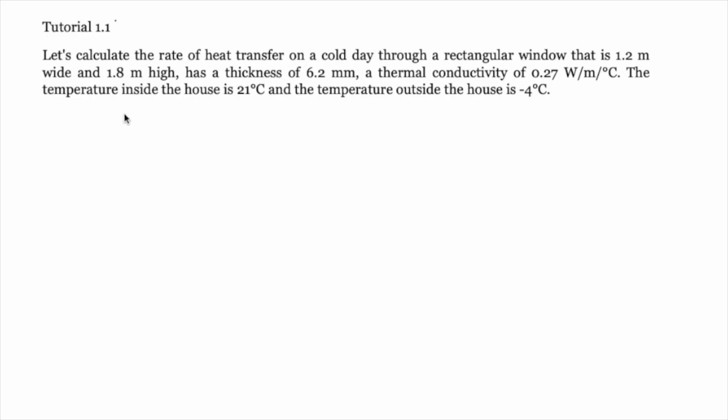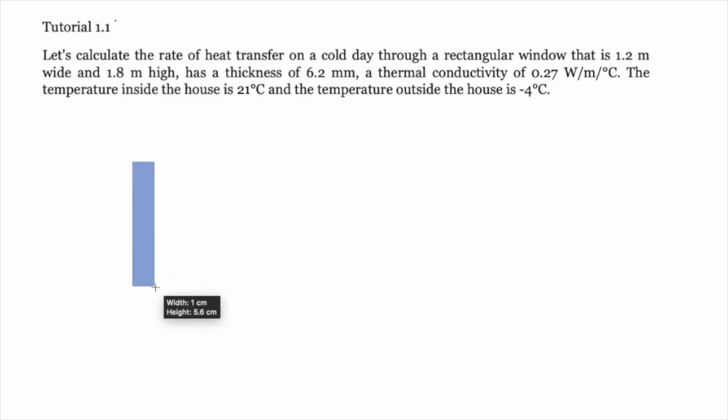Okay, now let's calculate tutorial 1.1. Rate of heat transfer on a cool day through a rectangular window that is 1.2 meter wide and 1.8 meter high has a thickness of 6.2 millimeter. A thermal conductivity of 0.27 watt per mC. The temperature inside the house is 21 degrees C and the temperature outside the house is -4 degrees C.